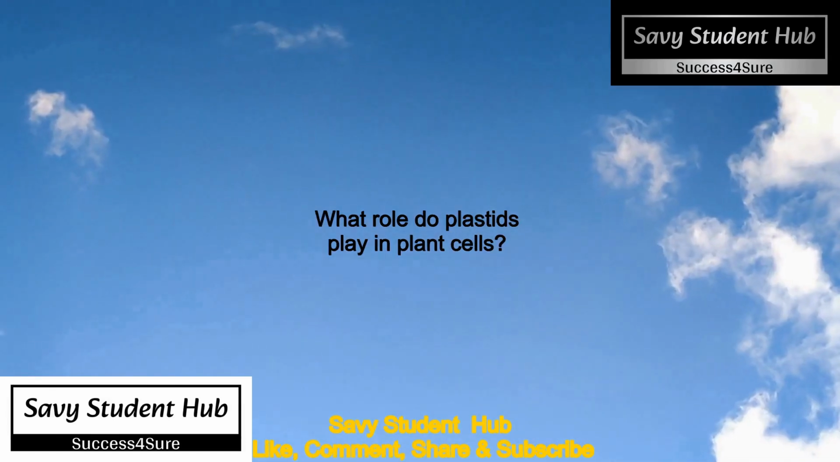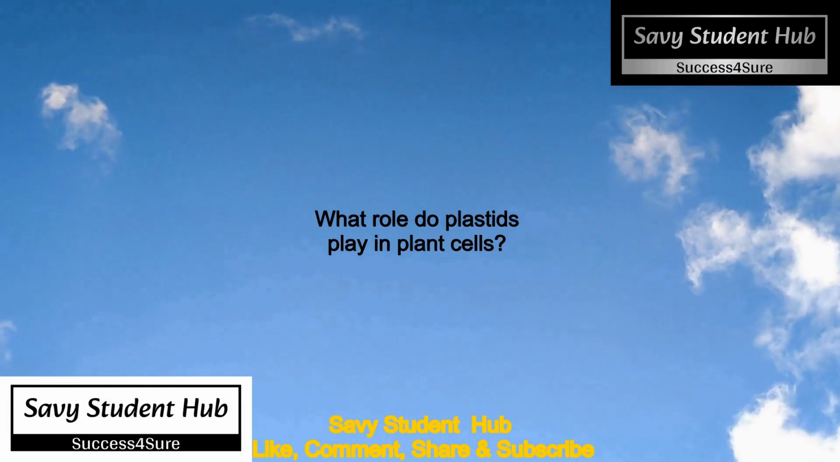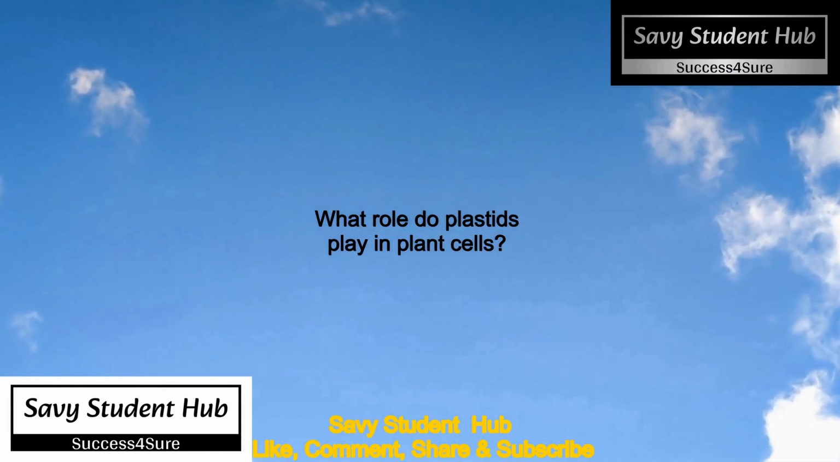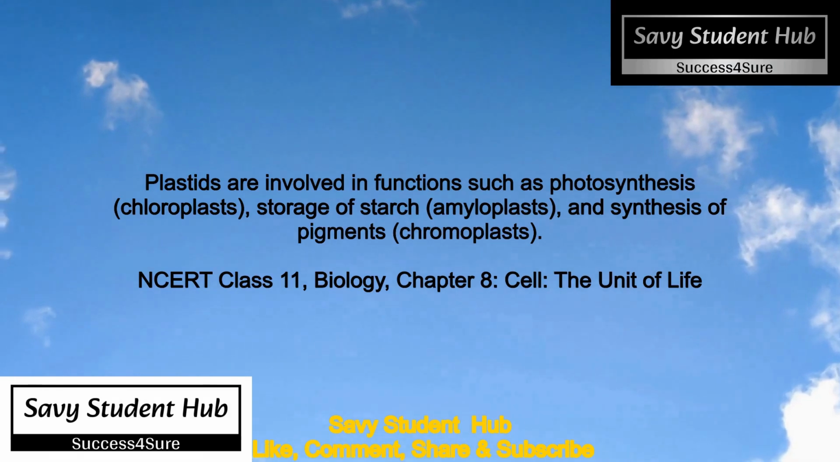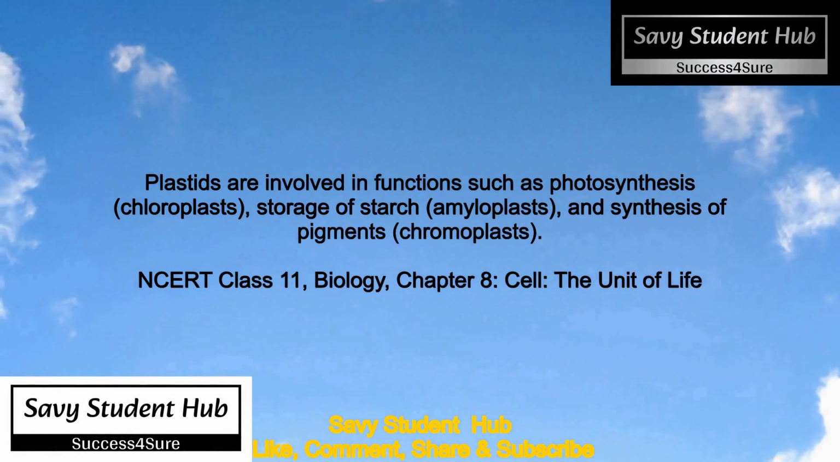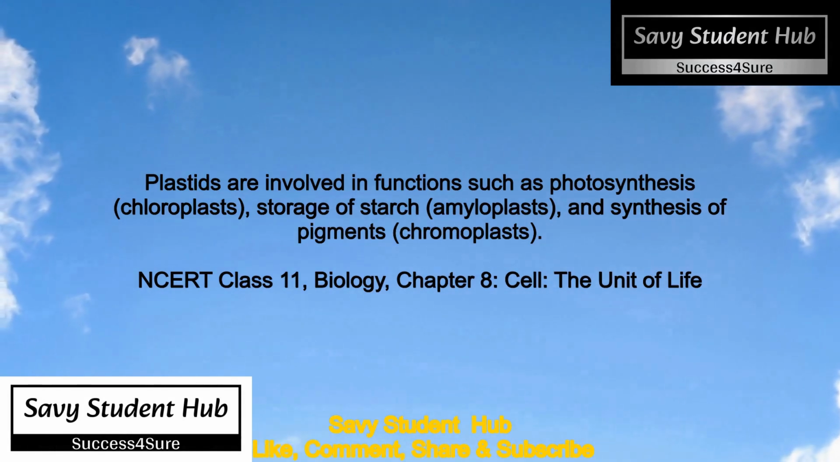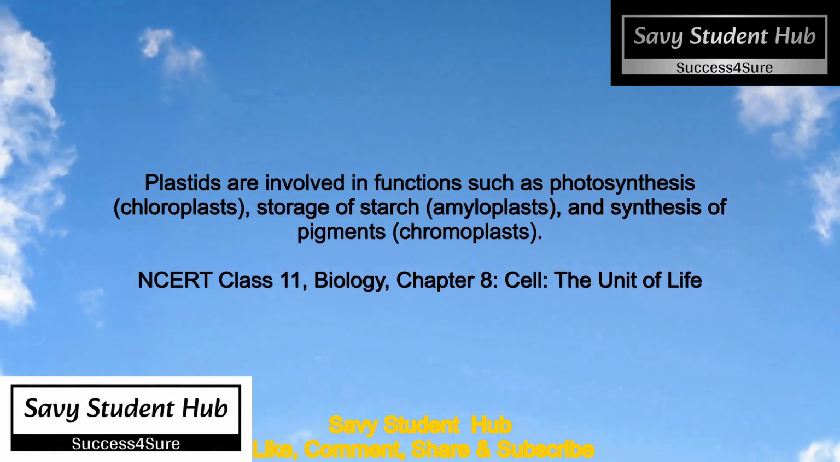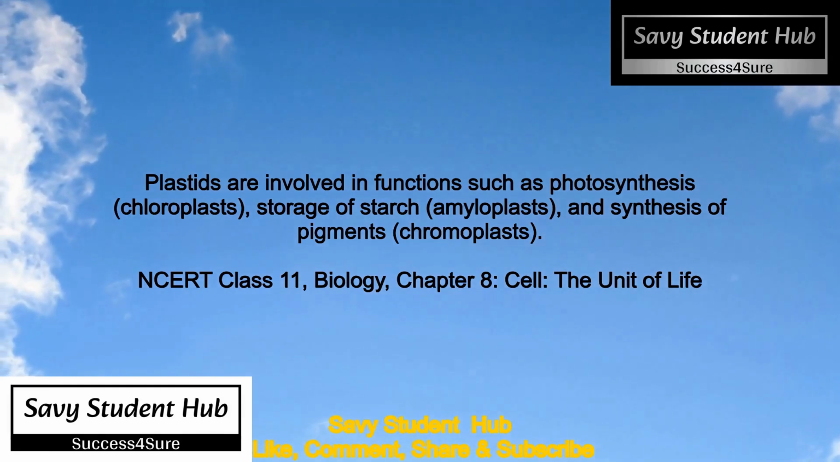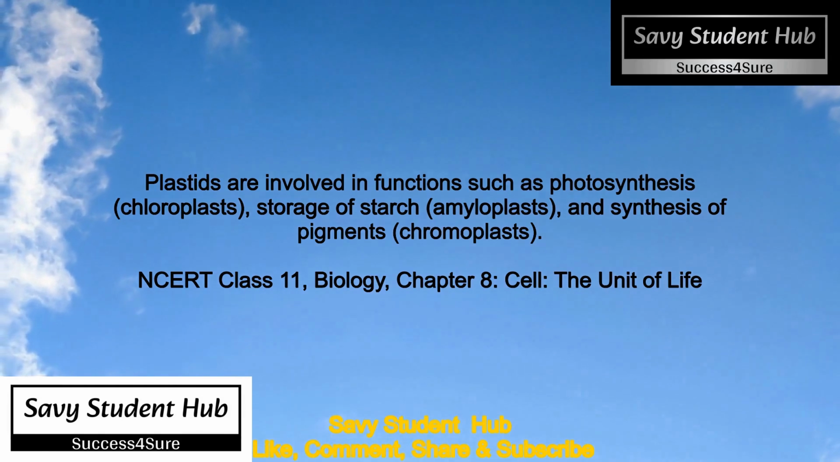What role do plastids play in plant cells? Plastids are involved in functions such as photosynthesis, chloroplasts, storage of starch, amyloplasts, and synthesis of pigments, chromoplasts.